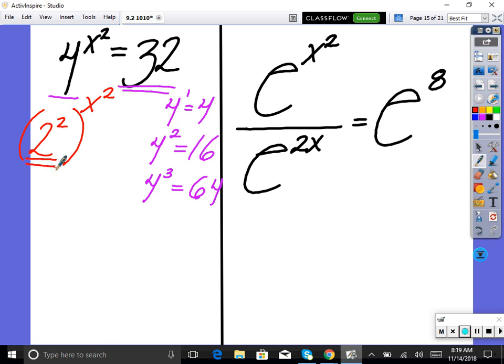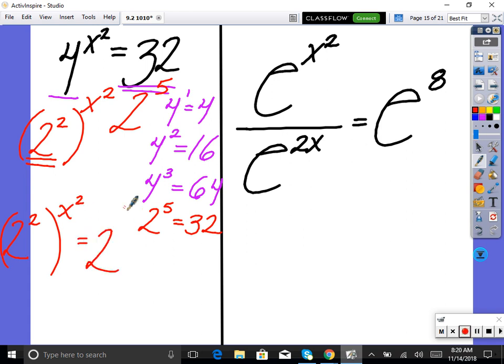Can we write 32 as base 2? Isn't it 2 to the 5th equals 32? So now on this side, we can write that as 2 to the 5th. So our true statement is this. 2 squared raised to the x squared equals 2 to the 5th power. Does everybody see? Now you got to be really careful here, because actually, what are we actually looking at? Raise a power to a power and you multiply. So we're actually looking at base 2 raised to the 2x squared equals 2 to the 5th.